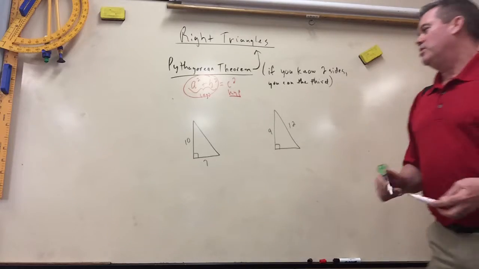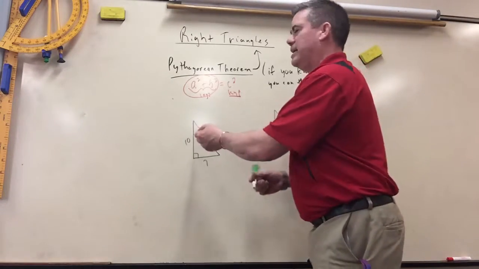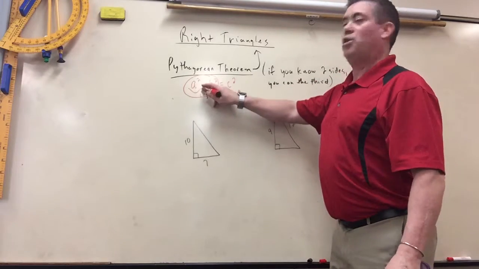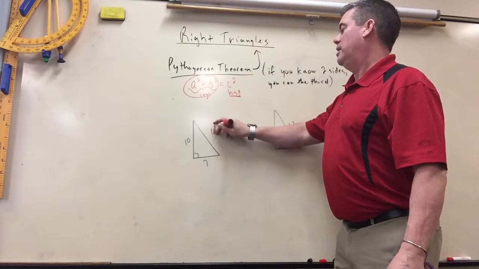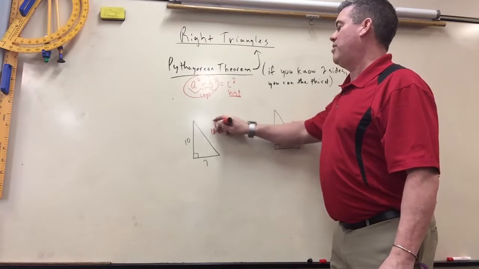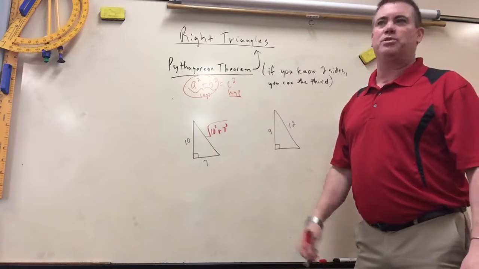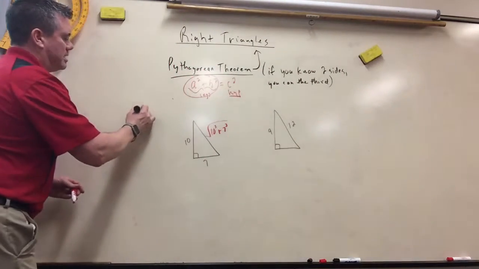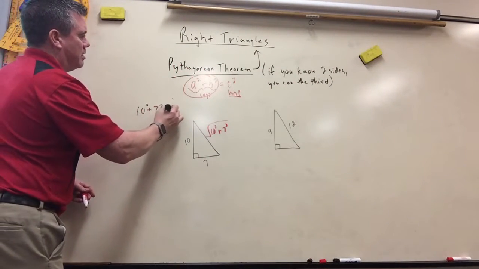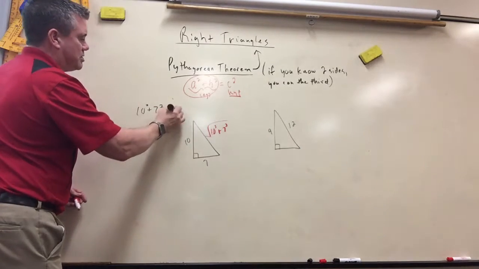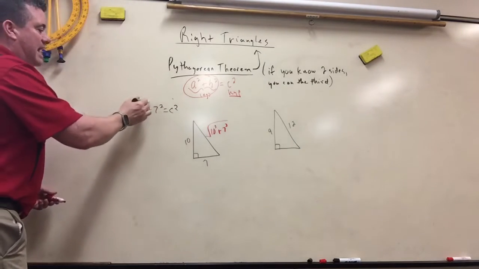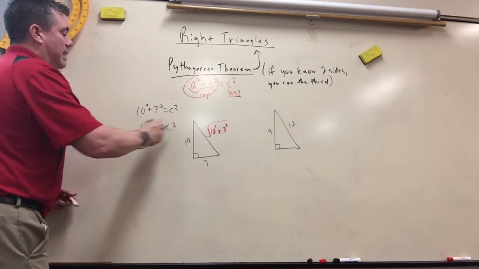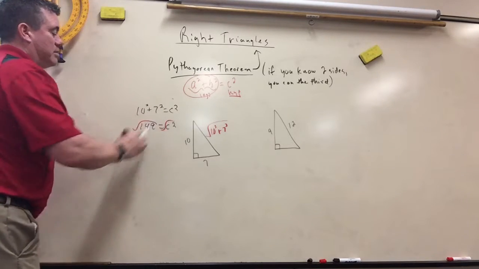Okay, so the shortcut is, if it's the two legs, we know we got to add them. 10 squared plus 7 squared, and the last step you always do on this is square root. Because if I wrote this out, it would be 10 squared plus 7 squared equals c squared. So I'd have to add these together, get 149, and then I'd have to square root it.